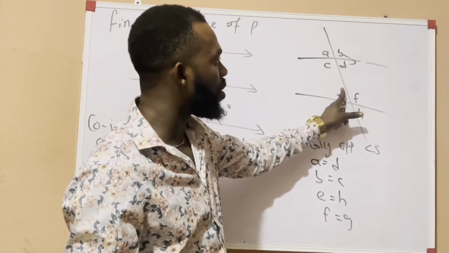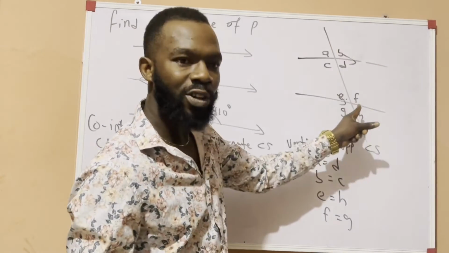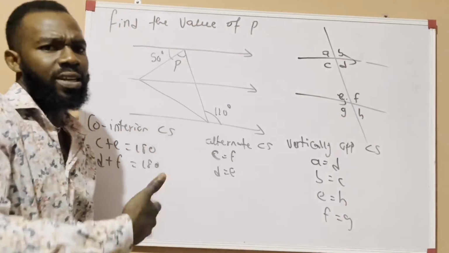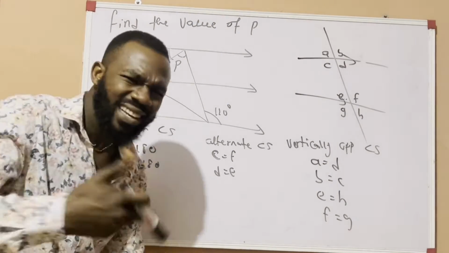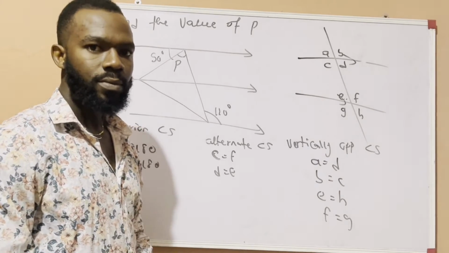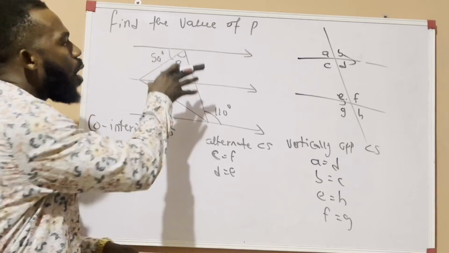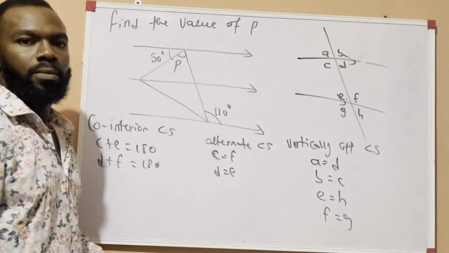Also, A and C, they are on a straight line. C and D, they are also on a straight line. B and D, they are also on a straight line. So you see, there are so many straight line angles, which are also called adjacent angles in this diagram. Okay, class, with the help of these angles that are formed, how can we solve this problem?